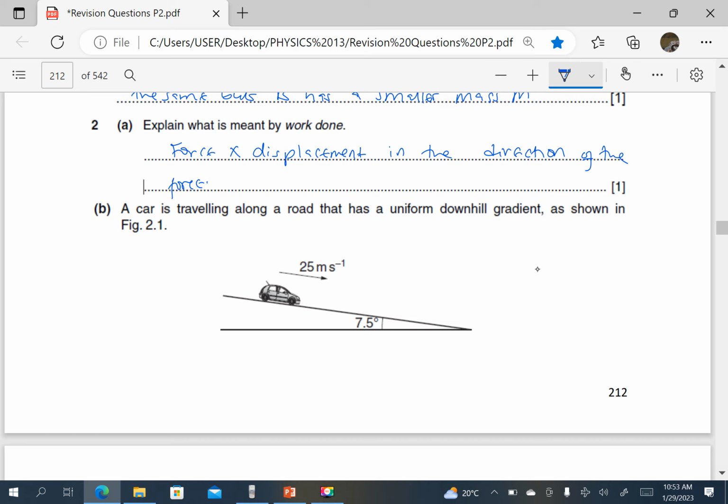Okay, let's look at this before we move any further. A car is traveling along a road that has a uniform downhill gradient, at an angle of 7.5 degrees. If its weight acts vertically downwards, that is mg, we can resolve the weight perpendicular to the plane and parallel to the plane. Parallel to the plane will be mg sin 7.5, and perpendicular to the plane will be mg cos 7.5, because from symmetry, this angle is 7.5. So let's see the questions.